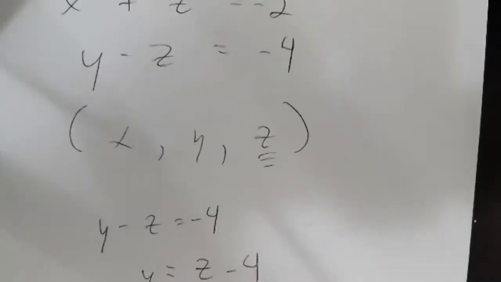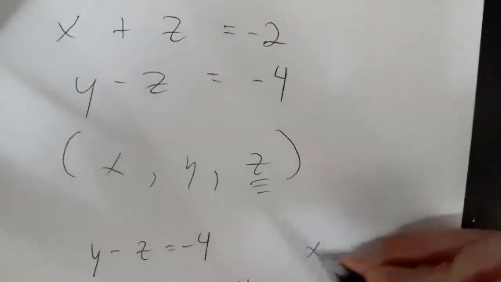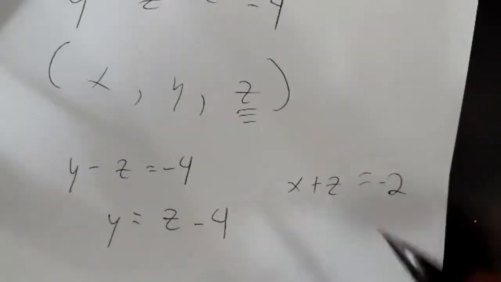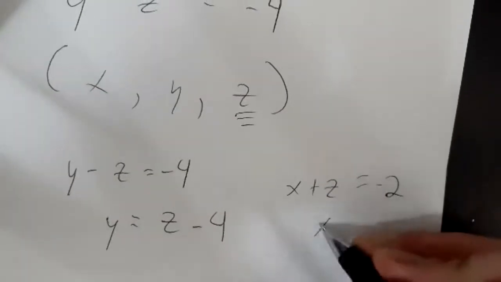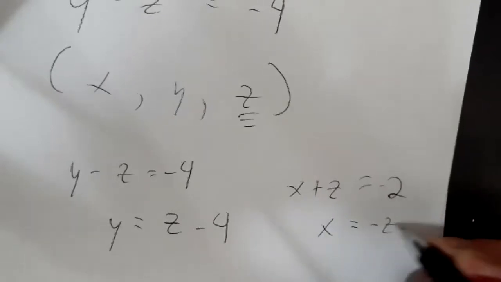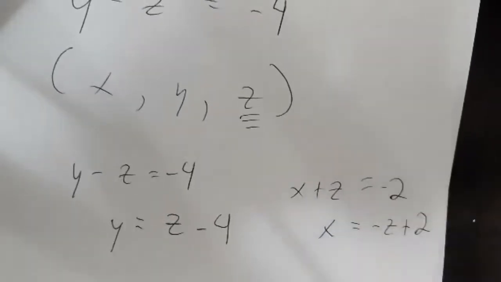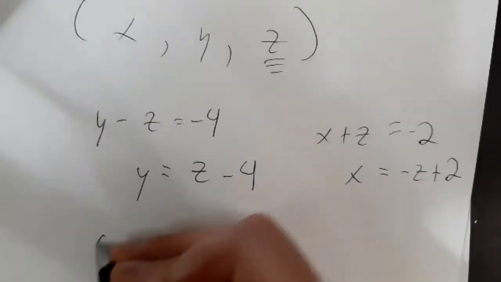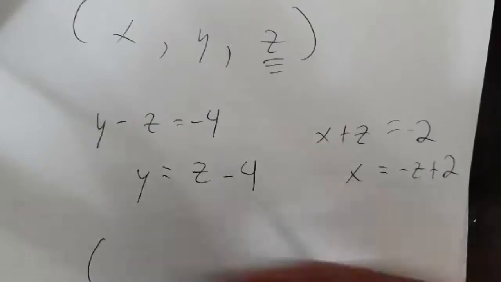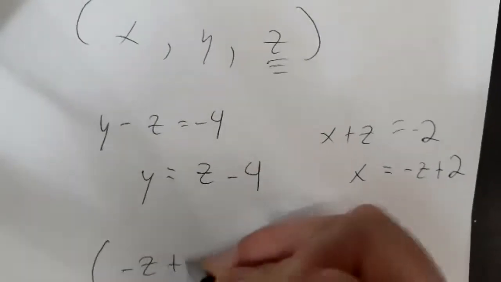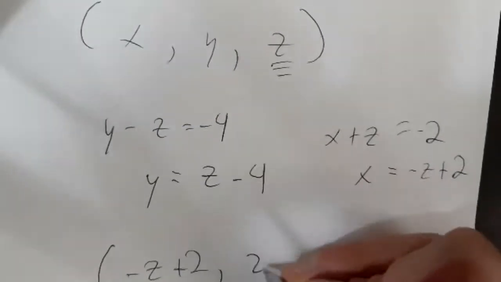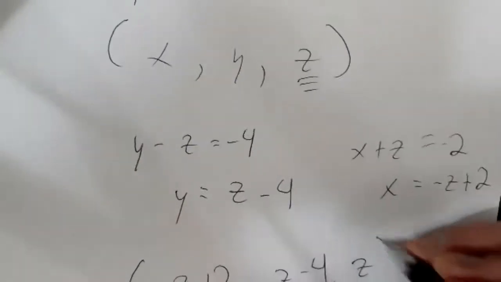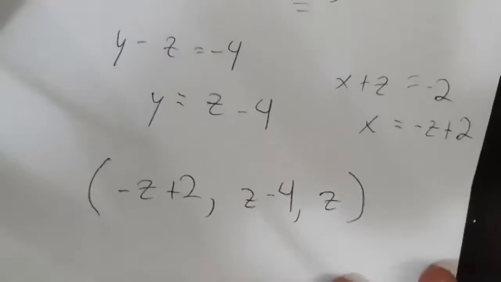Same thing with the x. So I look at this x plus z equals -2. I want to solve this for x. So x is equal to negative z plus 2. And now we're putting this thing together. I want my x, which is negative z plus 2. I want my y, which is z minus 4. And I want my z, which is just z. Z is as z does.